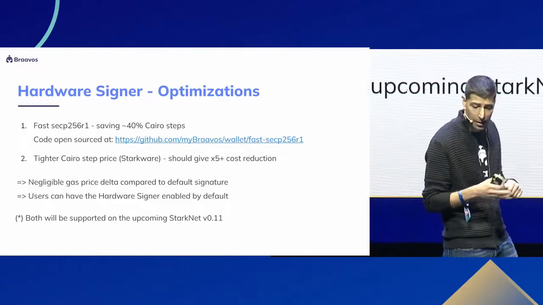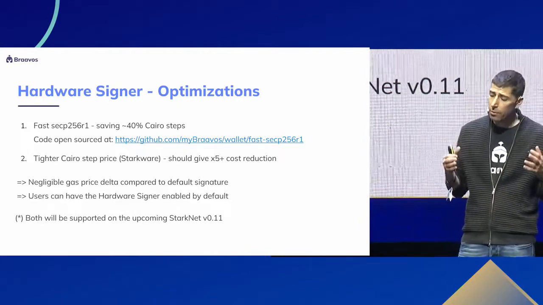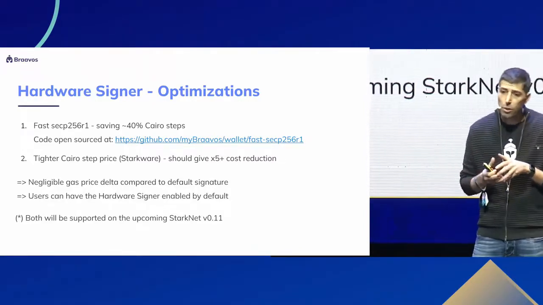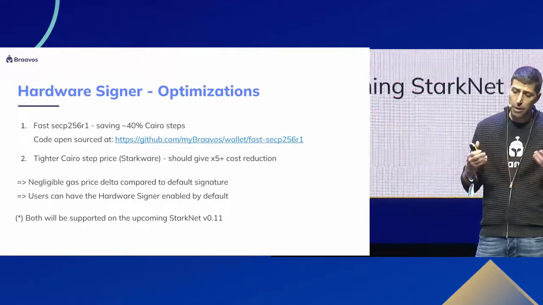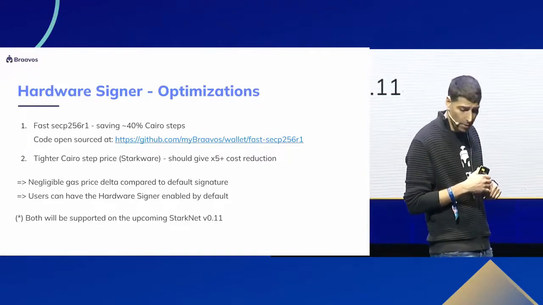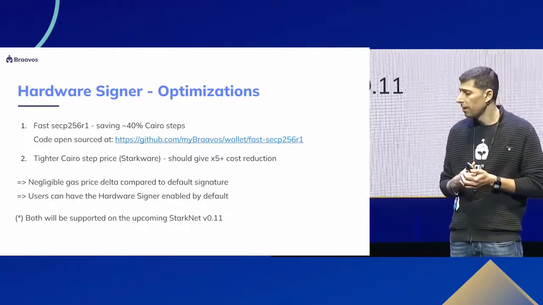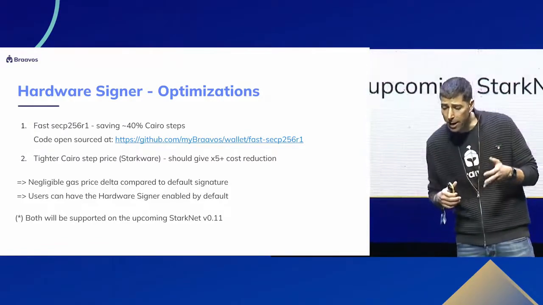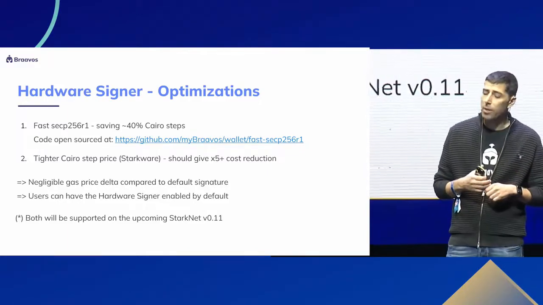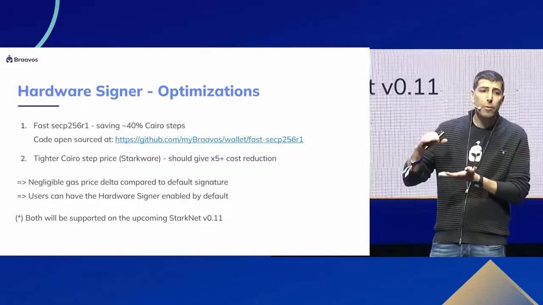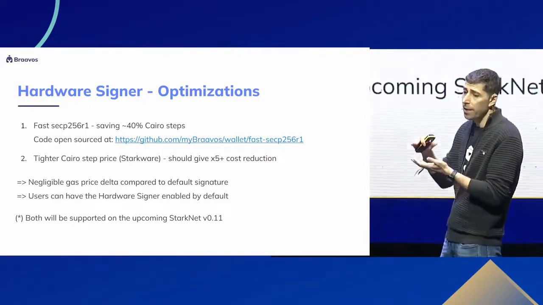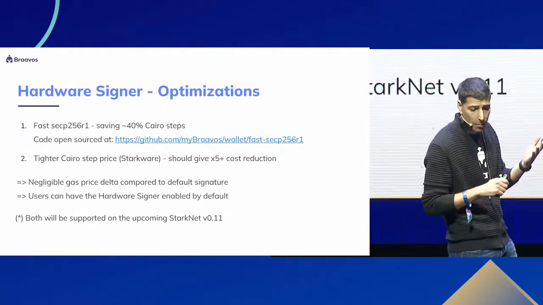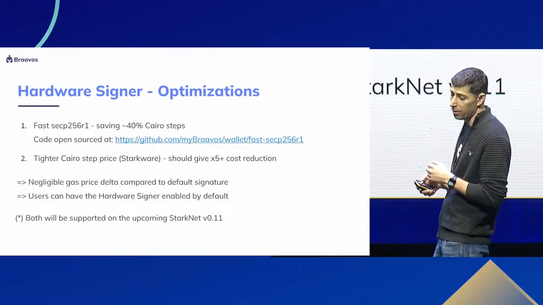But thankfully, we have the second element here: we asked StarkWare to give us a much tighter and much more accurate Cairo step price for execution, because steps are and should be significantly lower in price on L2. Both of these are coming in StarkNet version 11. The tighter price will give us at least 5 times cost reduction, and adding the 40% reduction in Cairo steps, we get a very low delta for a transaction using the hardware signer compared to using the default signature on StarkNet. That makes it a no-brainer for the user to use the hardware signer.